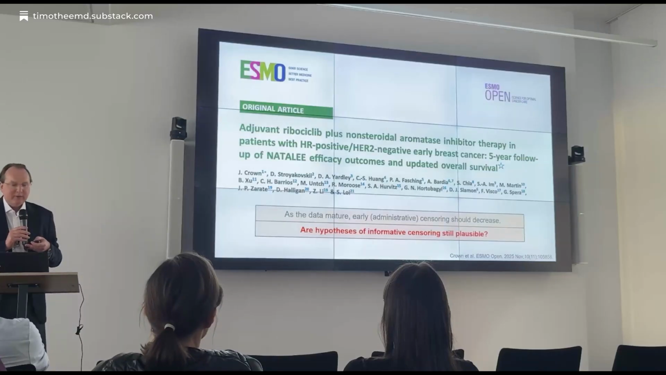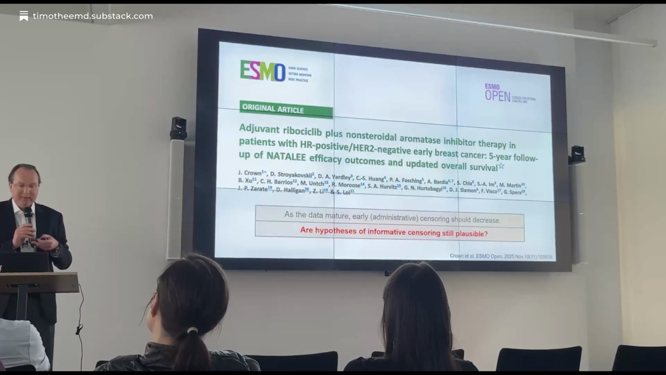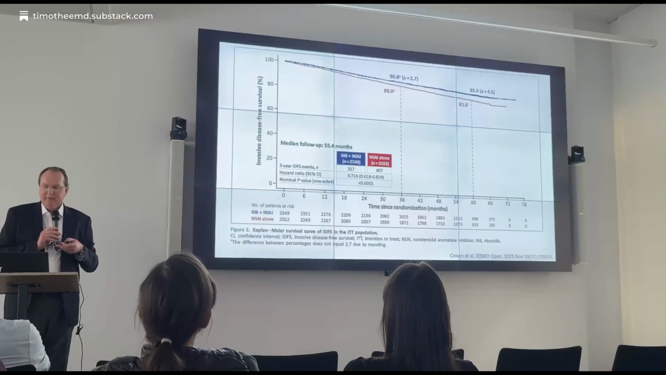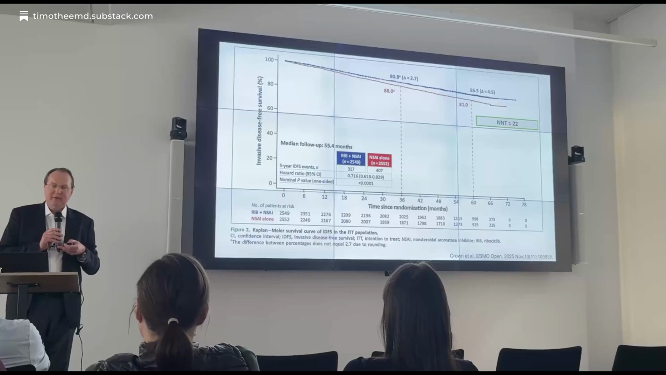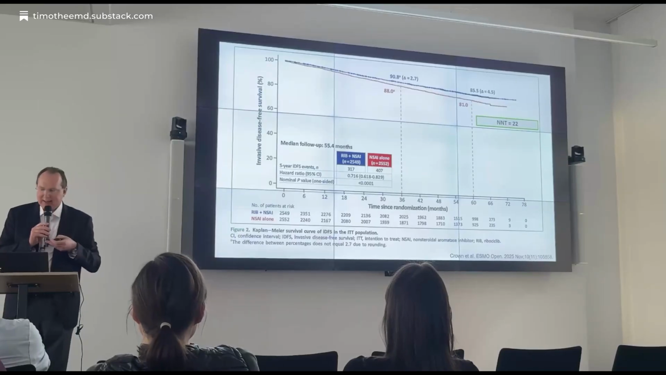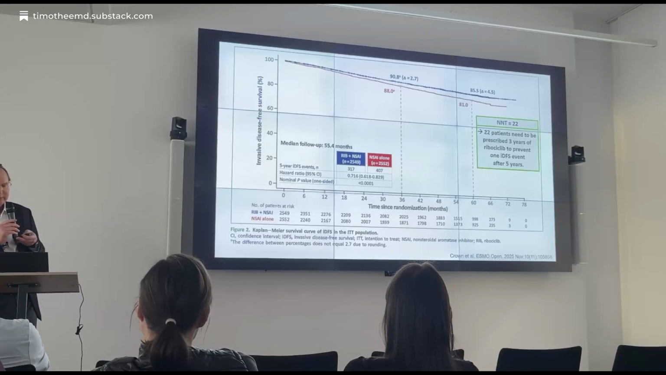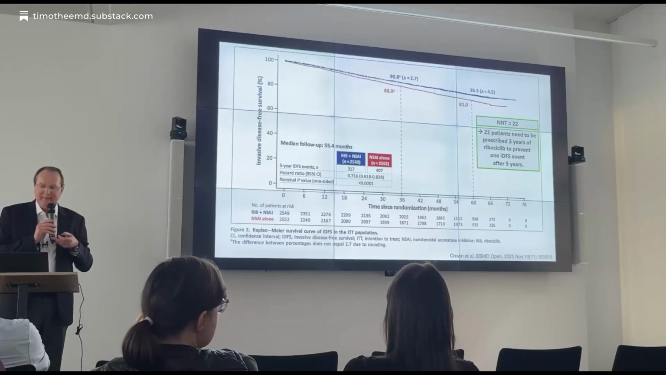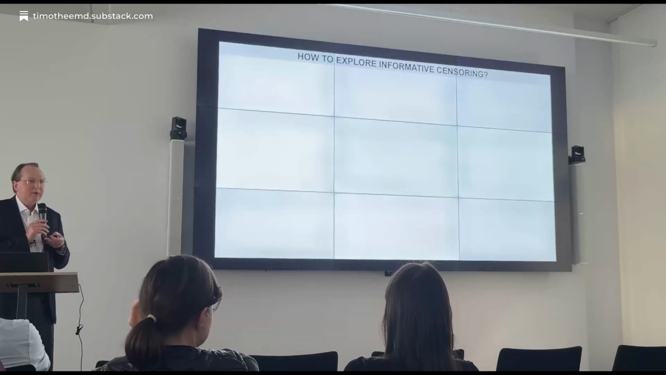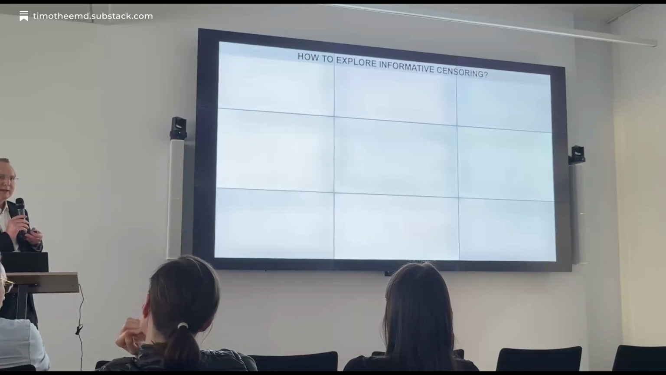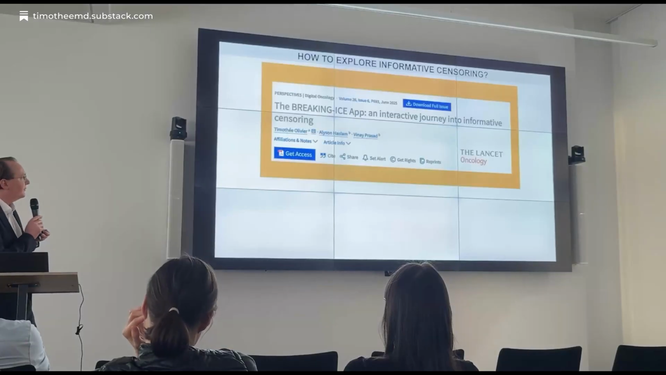So now I come again to the most recent data of Natalie, 5-year follow-up, and first, this is the result, 4.5 absolute benefit. So number needed to treat in terms of EDFS now is 22. So again, 22 patients need to be prescribed 3 years of ribo to prevent 1 EDFS event after 5 years. And how can I explore informative censoring now? I will show you what we can do with pseudo individual patient data based on digitized curve.